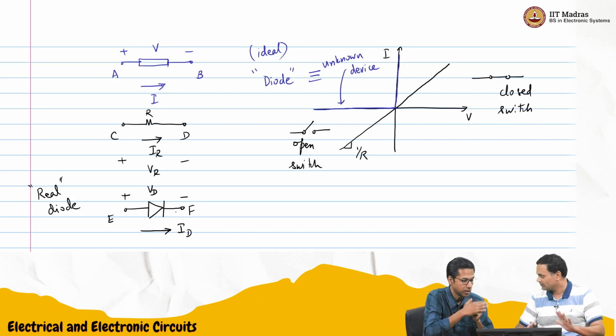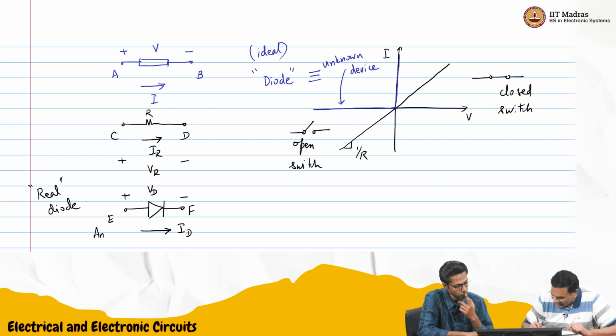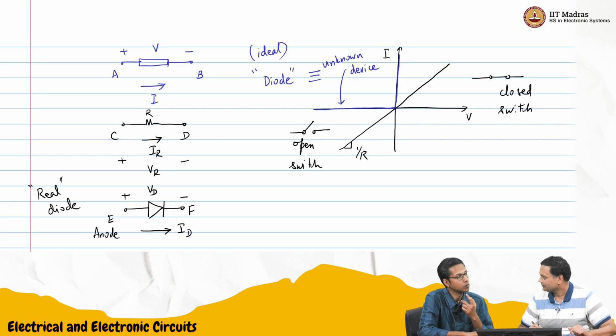So this diode has two terminals, E and F. Normally, if there is current flow, you expect it to flow from E to F, and the voltage drop to be from E to F. This is what you hope will happen. And this terminal E is called the anode of the diode, and this terminal F is called the cathode.